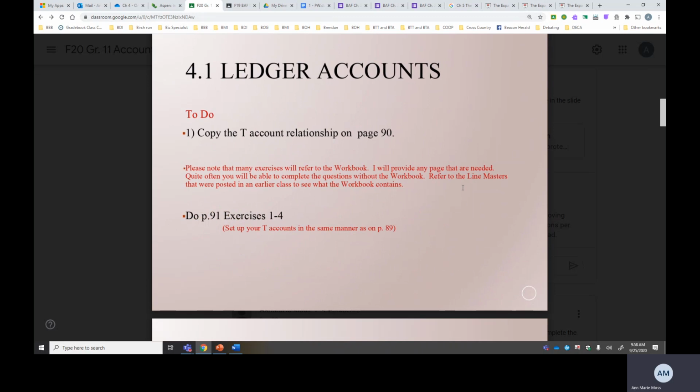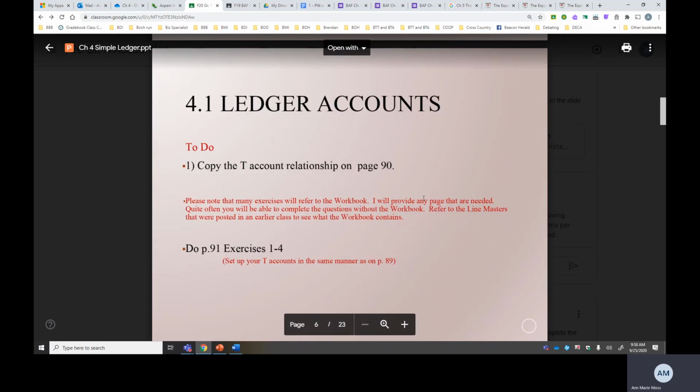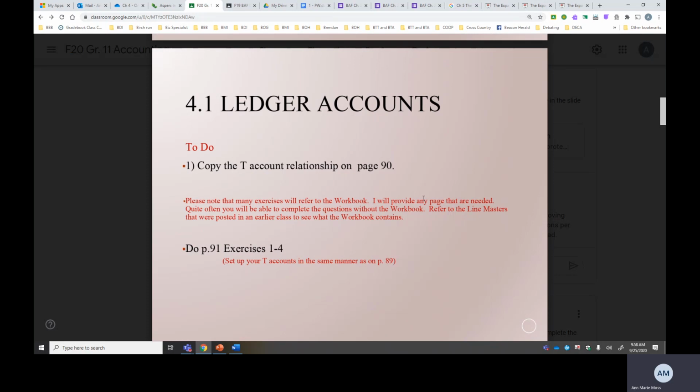Okay, so what I'd like you to do is copy the T account relationship into your notes. That is on page 90, which is really another version of the D.C. Adler. And I'm really going to try and follow my slides. So this takes us to the end of 4.1, and then on Monday morning, we will start 4.2.